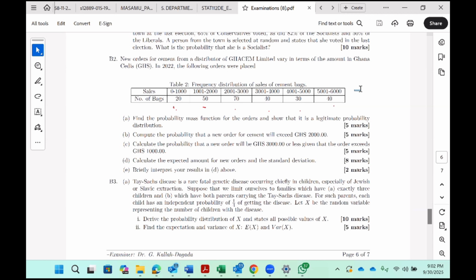Then B, compute the probability that a new order for cement will exceed 2,000. If it will exceed 2,000, then we are going to add the probabilities corresponding to 70, 40, 30, and 40. So you add all those fractions we got there, and that will give you the probability that the new order will be greater than 2,000.